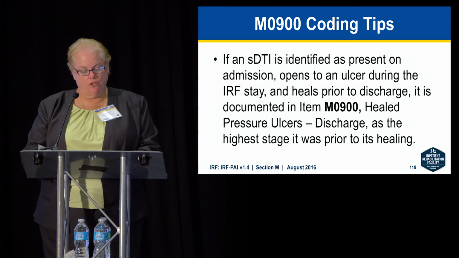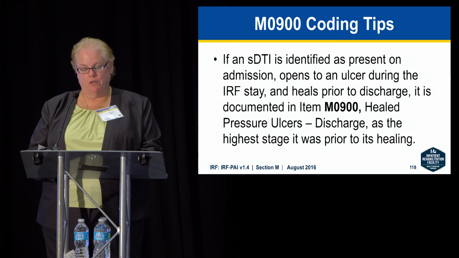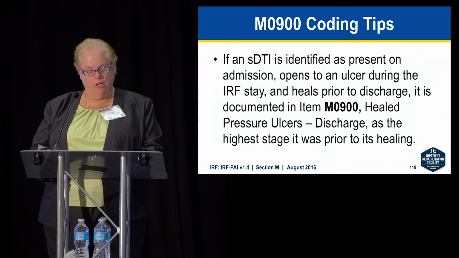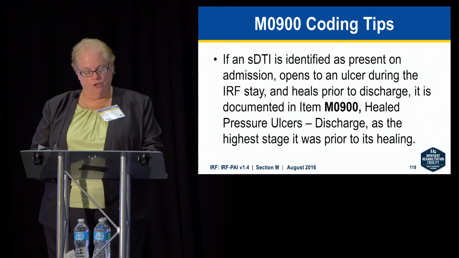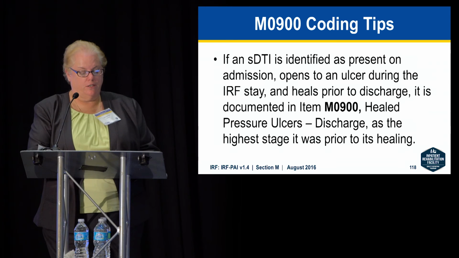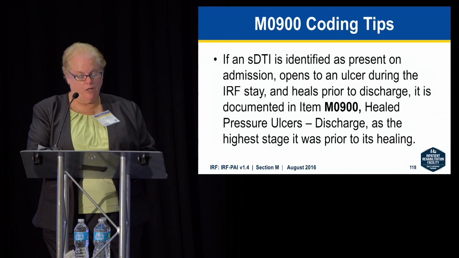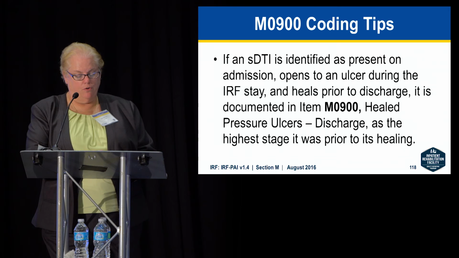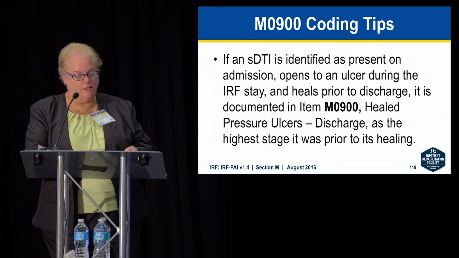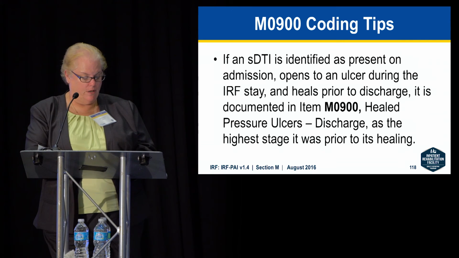If a suspected deep tissue injury is identified as present on admission, then it opens to an ulcer during the IRF stay and heals prior to discharge, it is documented in M0900, healed pressure ulcer, at discharge as the highest stage it was prior to healing. So let's say that you had a suspected deep tissue injury, it opens, and the ulcer is staged at, let's say, a 3, but then heals prior to discharge. We're going to put M0900 at its highest stage, which was a 3, prior to it healing.